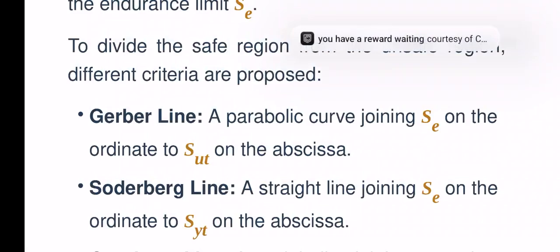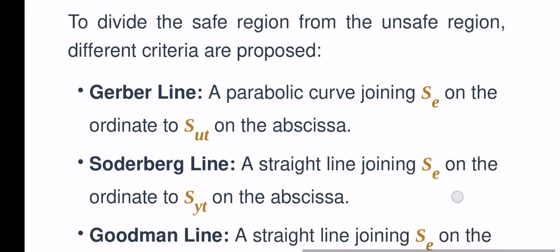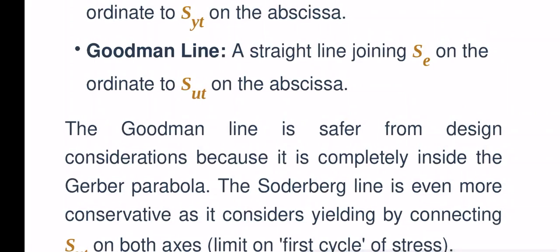Gerber line, a parabolic curve joining SE on the ordinate to SUT on the abscissa. Soderberg line, a straight line joining SE on the ordinate to SYT on the abscissa. Goodman line, a straight line joining SE on the ordinate to SUT on the abscissa. The Goodman line is safer from design consideration because it is completely inside the Gerber parabola.